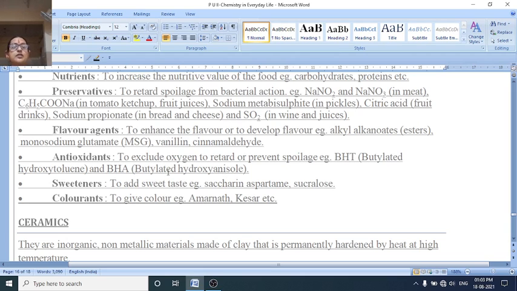BHA is butylated hydroxyanisole. Next is sweetener, to add a sweet taste, for example saccharin, aspartame, sucralose. Colorants give color, for example amaranth and kesar are used.